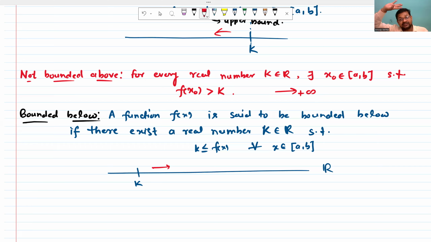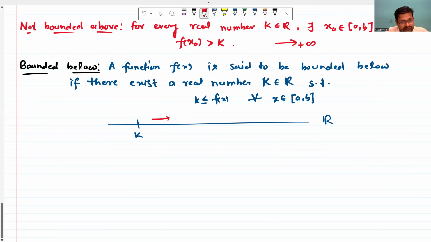Okay. If we are saying the function is not bounded below, it means for every real number, there exists some point in this interval such that the value of function is lesser than that real number, and the function is tending to minus infinity. So that is called not bounded below. If you are saying function is not bounded below, so how you can define it? Not bounded below.